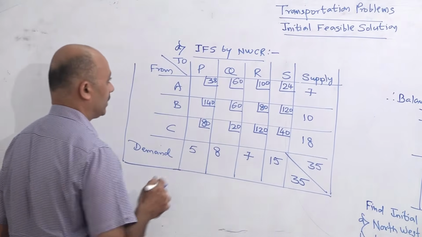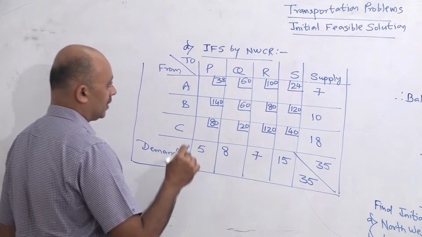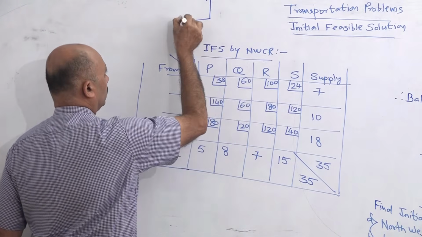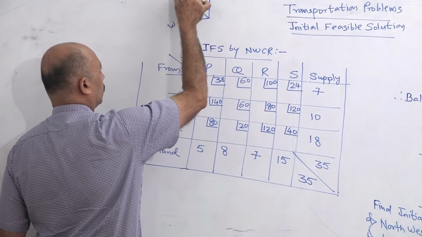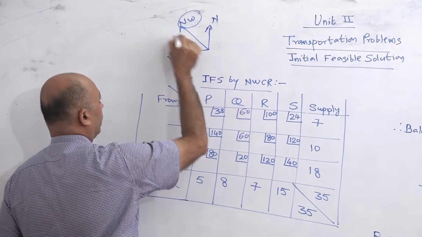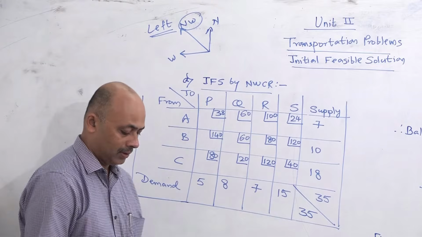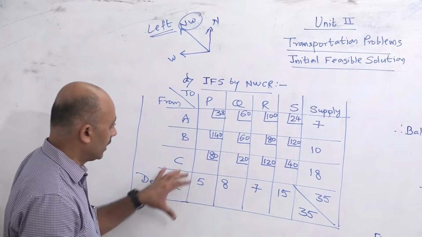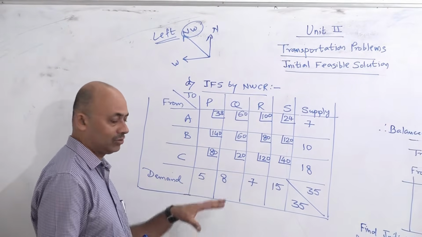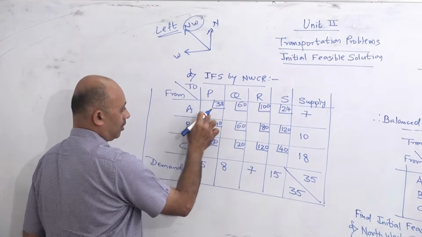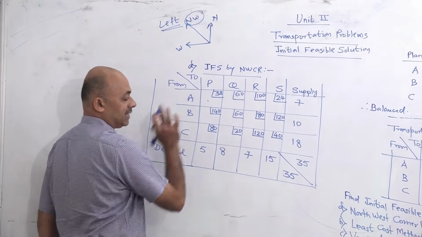Okay, now we will start with the IFS by NWCR. Northwest corner rule. So it is like this. This is north and this is west. So this is northwest, means the left side corner. So the principle of this method is that you should start giving the allocations from the left side corner. Now in this table, the first left side corner is here, that is AP.